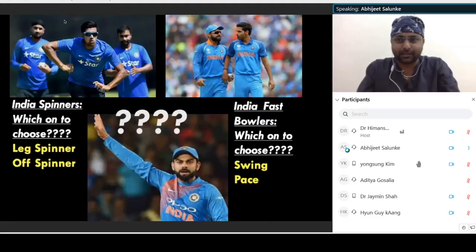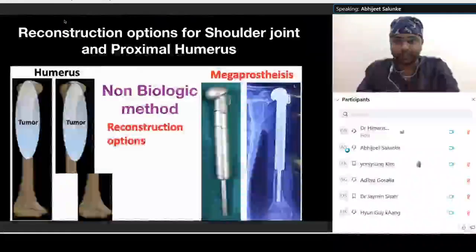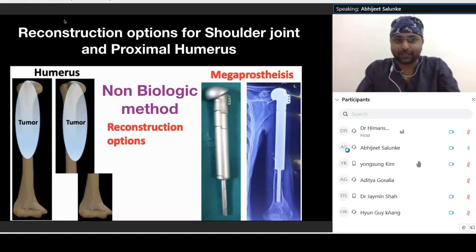So in any discussion in India, two things are important. One is Bollywood and second is cricket. So if any tumor is resected, we have multiple reconstruction options, just as Virat Kohli has multiple bowling options, whether he should use a fast bowler or a spinner. So the reconstruction options we will be discussing here will be involving the joint.